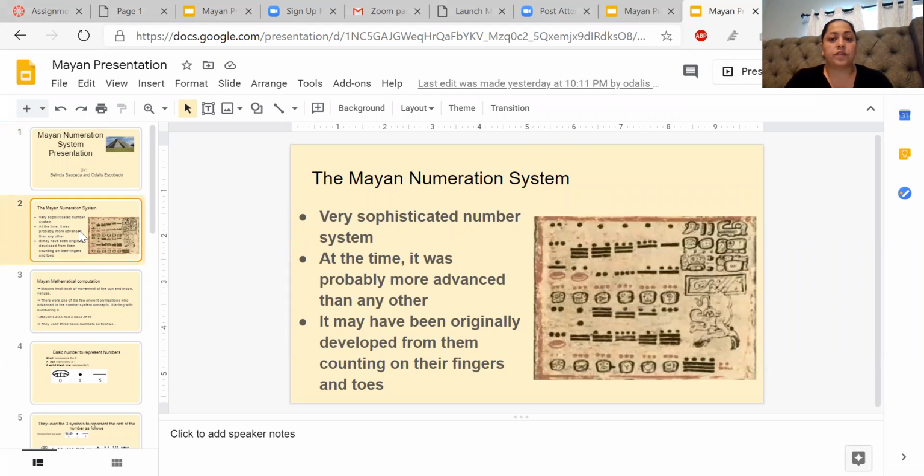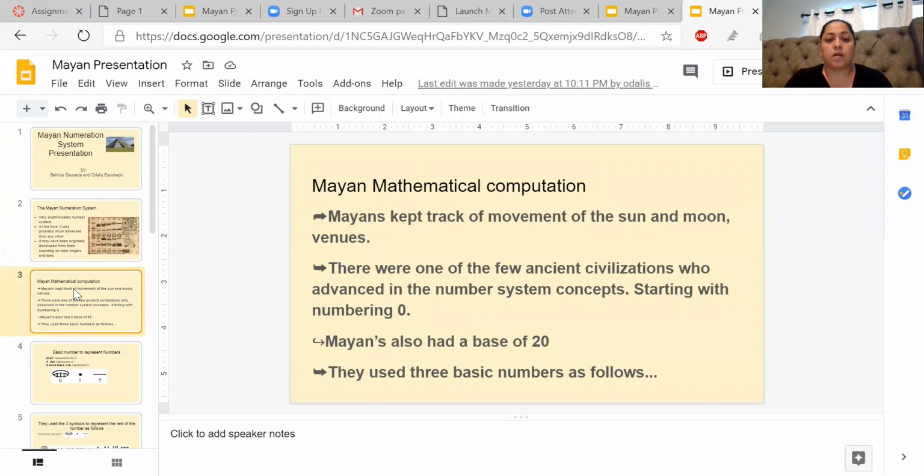The Mayan numeration system is a sophisticated number system. At the time, they were more advanced than others, and it was originally developed from counting using their fingers and toes, as well as keeping track of the movement of the sun and the moon. They were one of the few ancient civilizations who advanced in the number system concept, starting with the number 0.